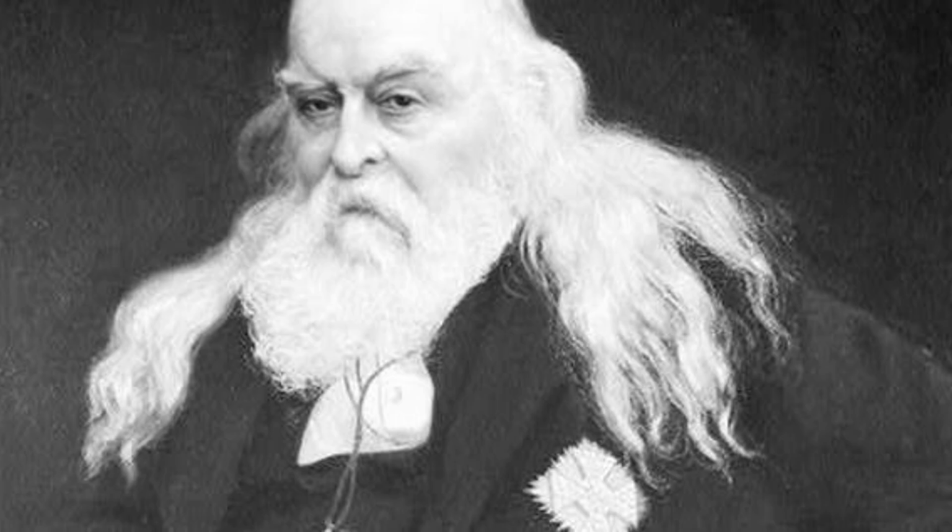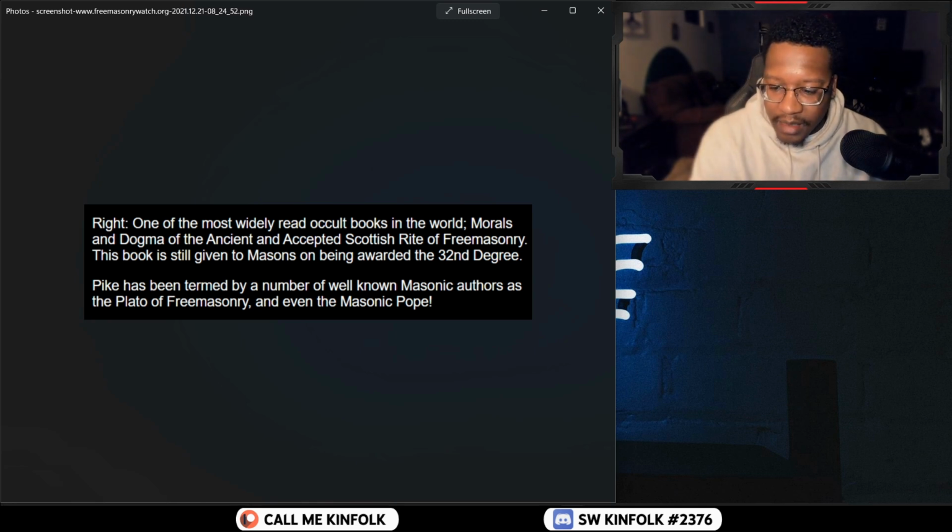Pike has been termed by a number of well-known Masonic authors as the plateau of Freemasonry and even the Masonic Pope. So this man is looked up to. He has a high stature in the Freemasonic realm. You see what I'm saying? He's very respected. They look at him as the plateau of Freemasonry. He literally rewrote the 33rd degree rituals. So his teachings are still prominent today.